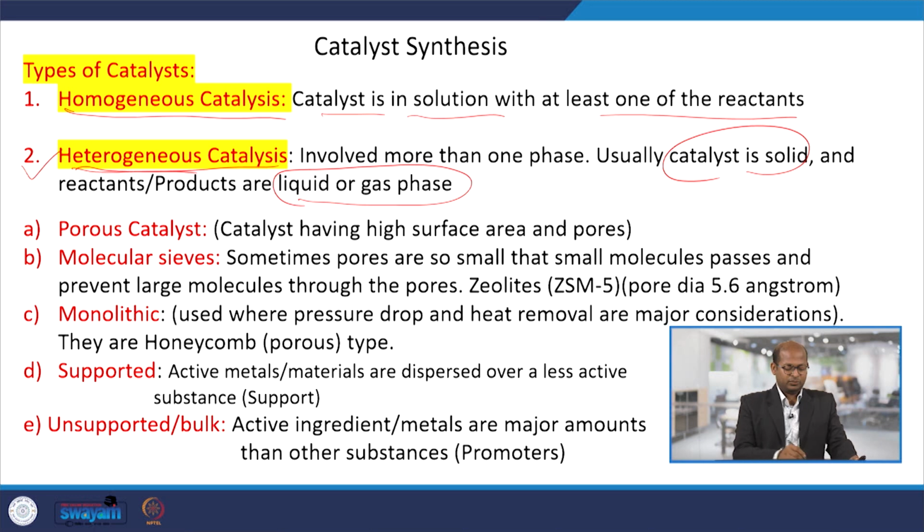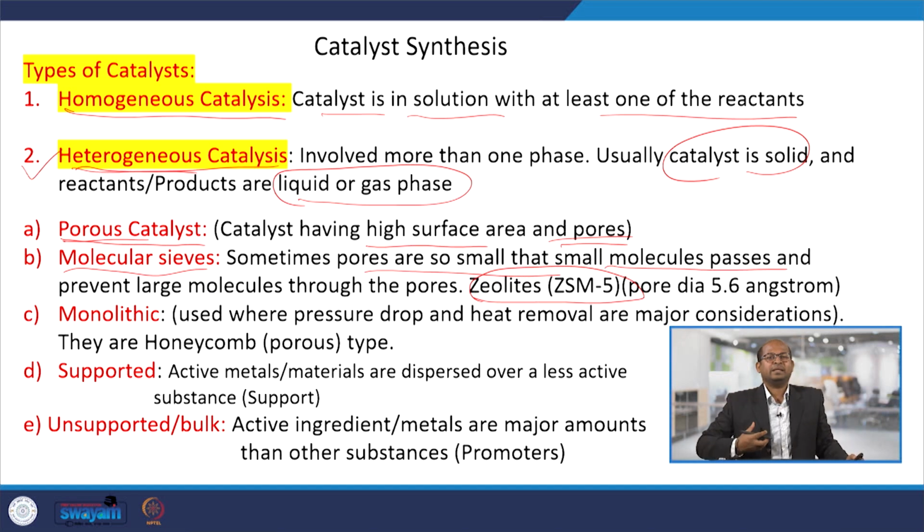Based on that, a heterogeneous catalyst can be a porous catalyst having high surface area, where pores are available. These are called porous catalysts. Molecular sieves: sometimes pores are so small that small molecules may pass through the catalyst bed and larger molecules do not. Examples are ZSM-5 or zeolite type catalysts, or molecular sieves, which are sometimes used for isomerization or cracking reactions. That we will discuss.